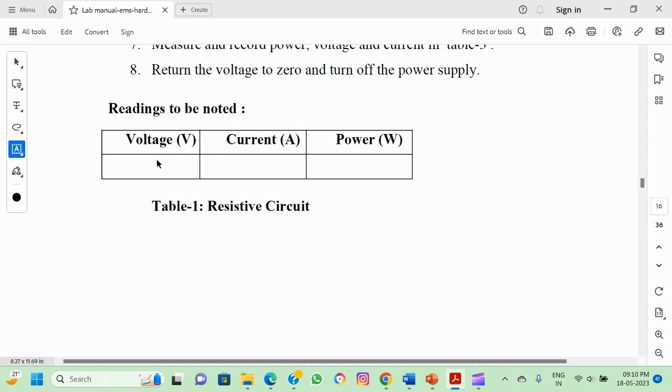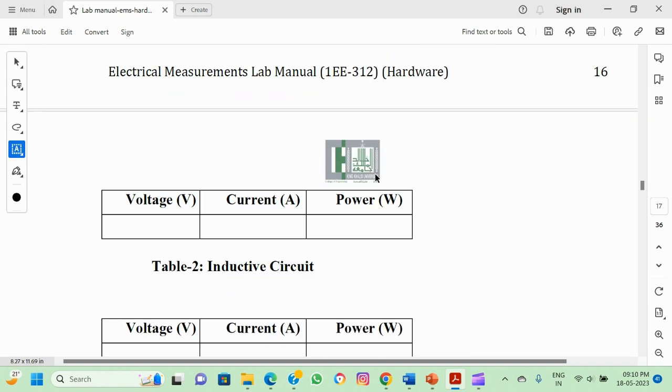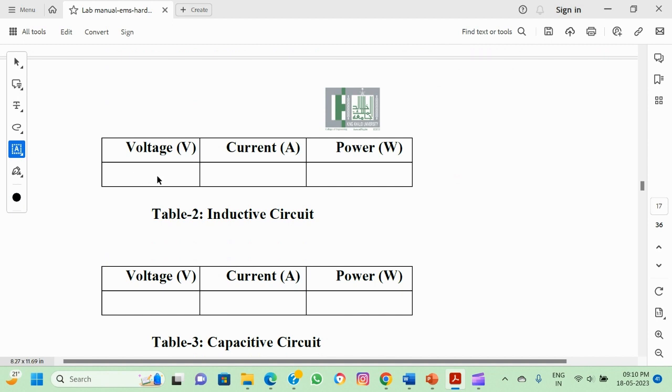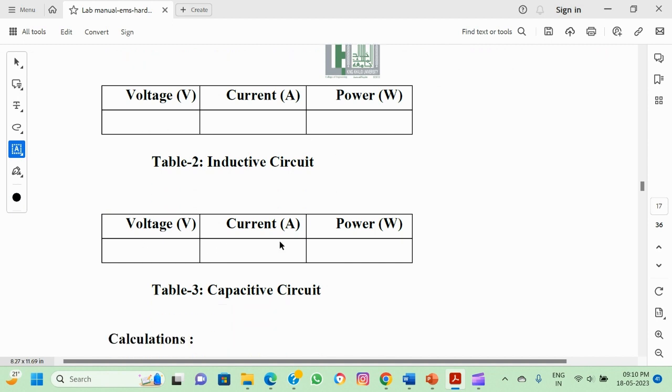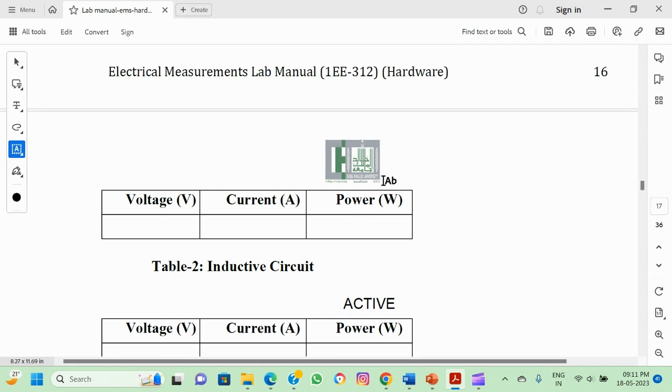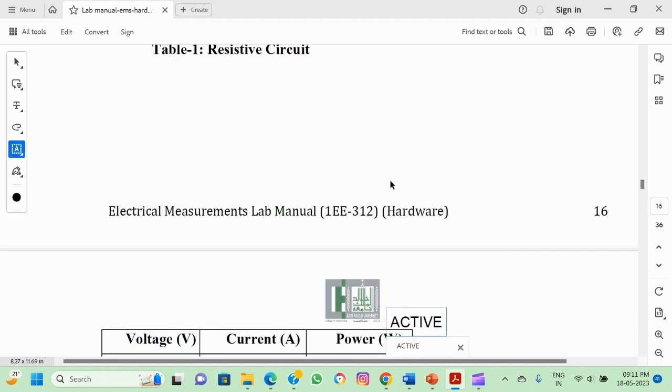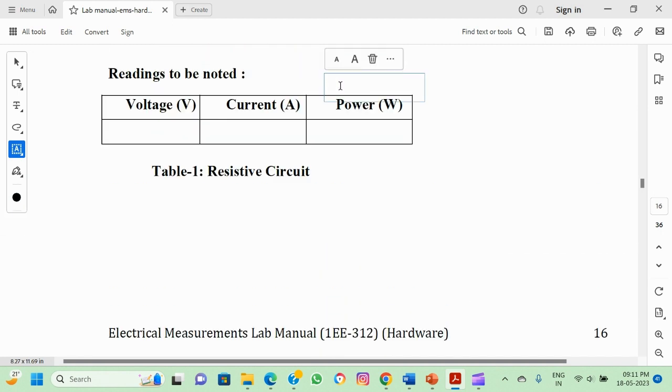So in the first one, we will take what is the voltage, what is the current, and what is the power. From this second circuit, we will take the same: voltage, current, and power. But what we have to note down here is that this will always be our active power. Here it is our active power. This is also our active power, and this is also our active power.